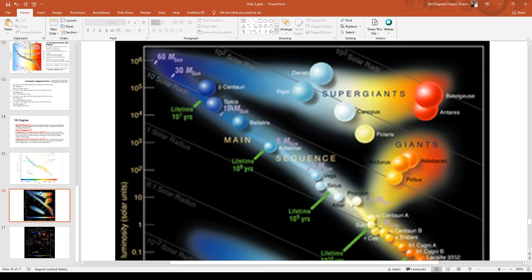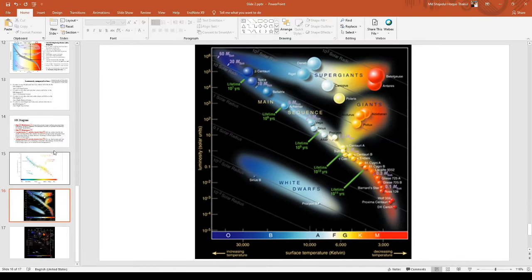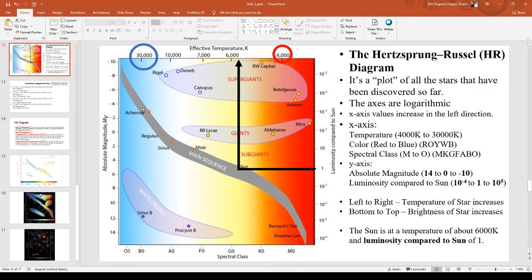Do we not need to just give random dots? No, we just give the shape. Yes, mine already answered, good. So we just draw this shape: the main sequence stars will be around here, the white dwarf stars will be around here, giants will be around here, supergiants will be around here. And that is all about the Hertzsprung-Russell diagram.